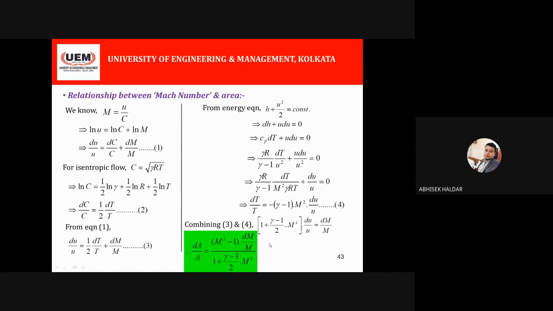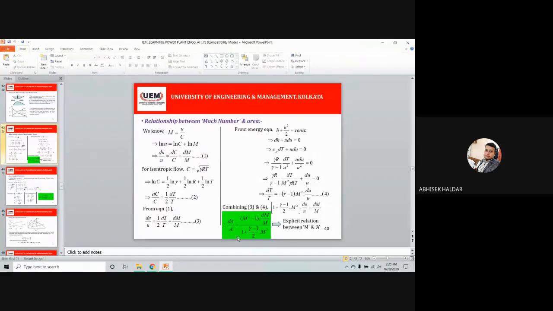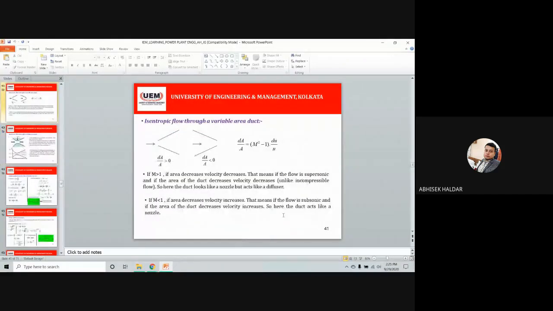You have to recap a simple equation that you have used several times. Can you recapitulate this equation? dA by A is equal to what? m square minus 1 into du by u, or not? dA by A is equal to m square minus 1 into du by u.